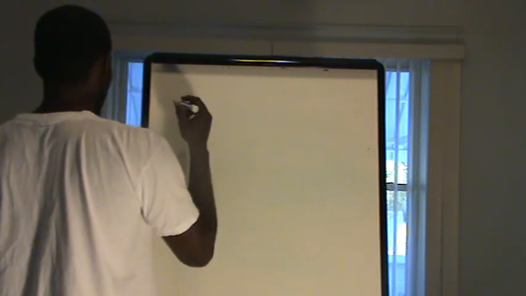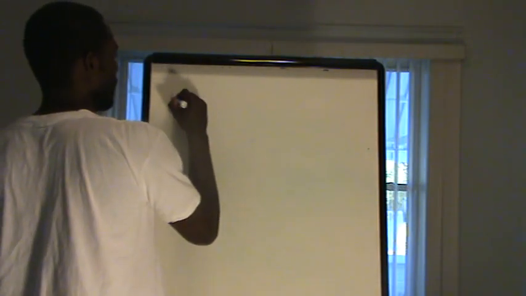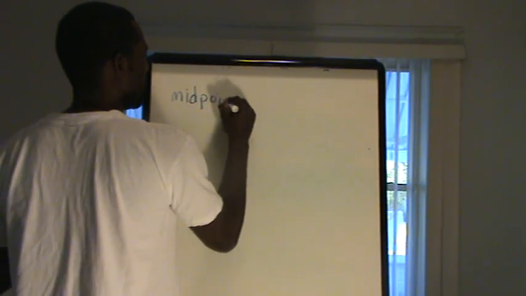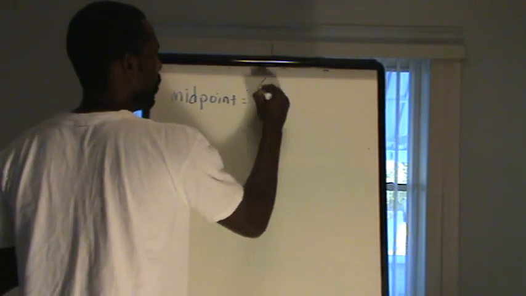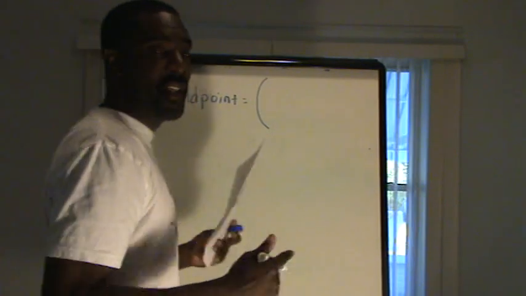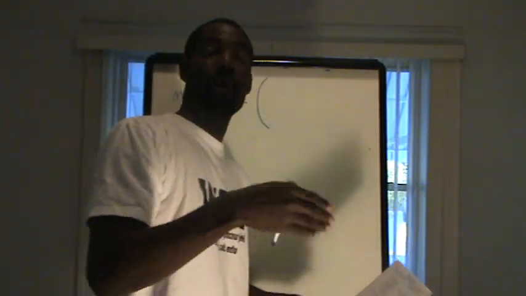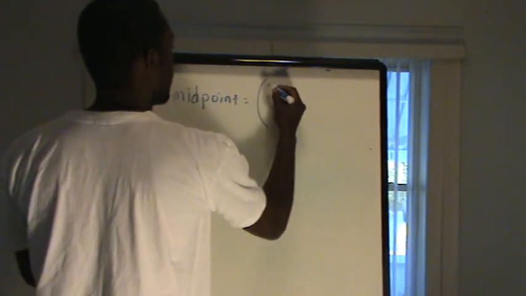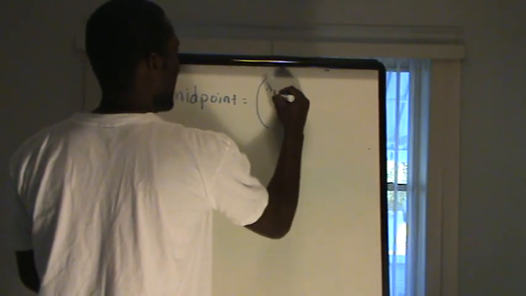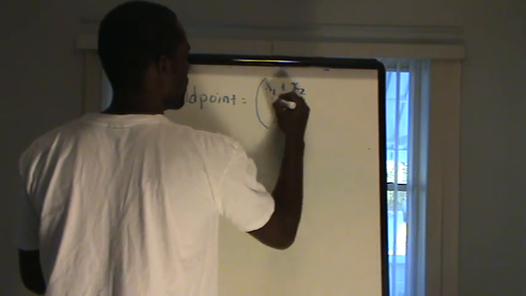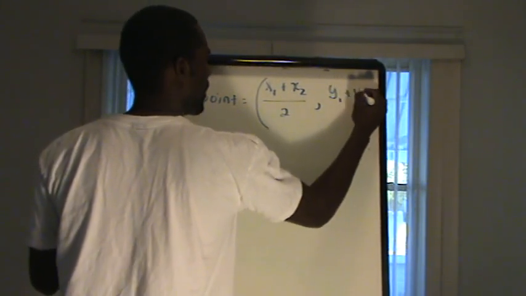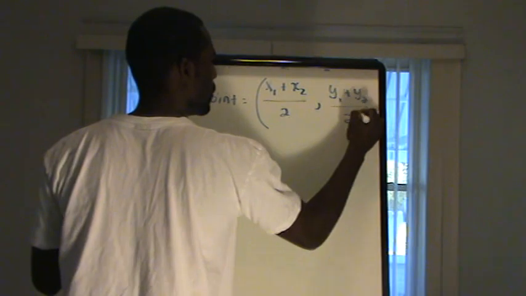So the midpoint formula says that the midpoint is going to be found. The midpoint itself is a point or an ordered pair, so it will have an x coordinate and a y coordinate. And what we do is we add the x coordinates and divide by 2, and we add the y coordinates and divide by 2.